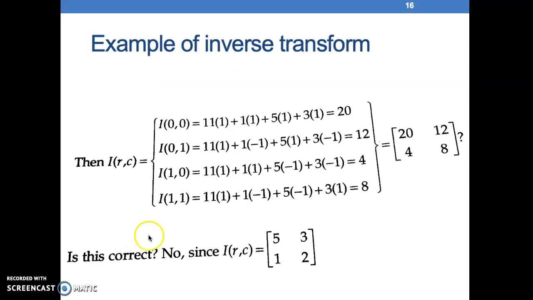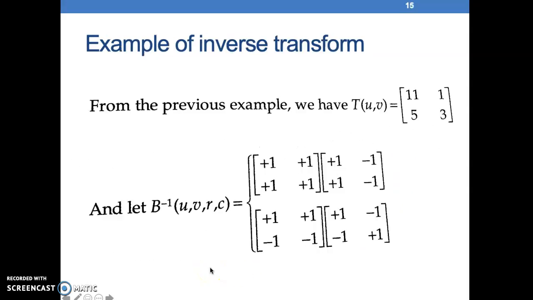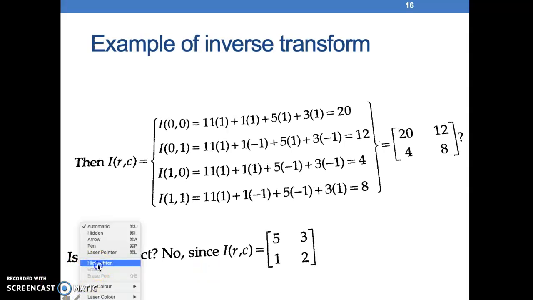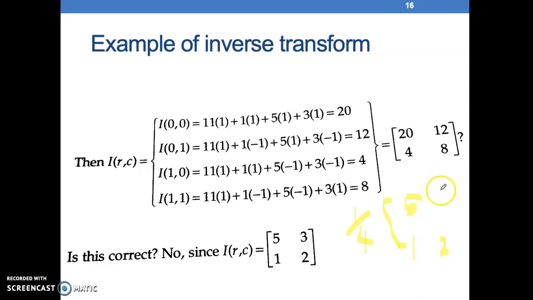Let's go back to the previous example. Although this I(r,c) is different from the one that you get from the inverse, you can simplify it by a factor. That means if you divide each of these coefficients by 4, you will get the same as I(r,c), where you will have 1 over 4 with the matrix of 5, 1, 2, 3.